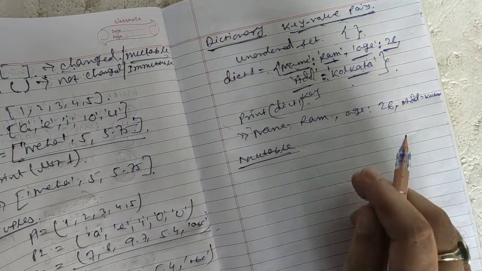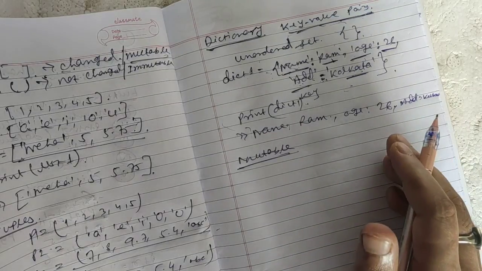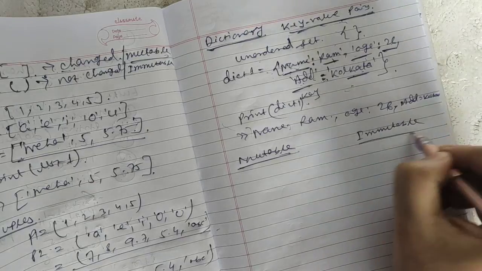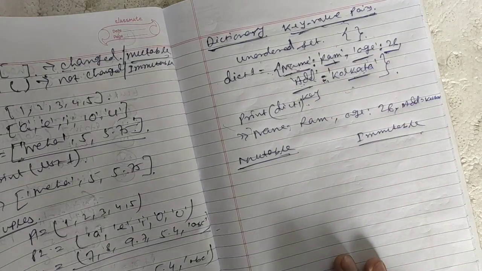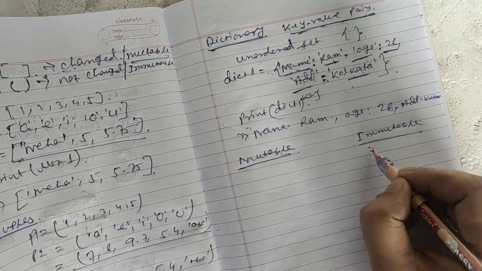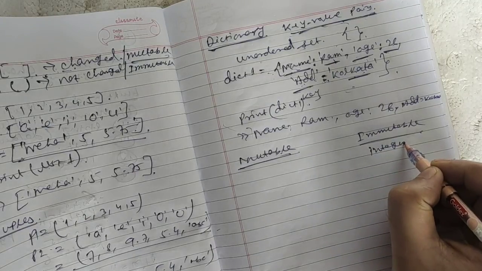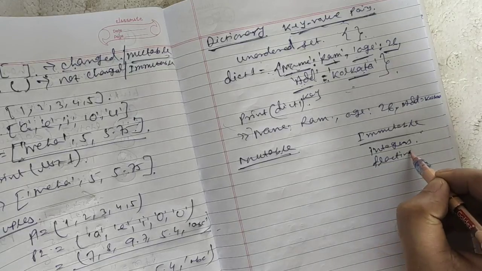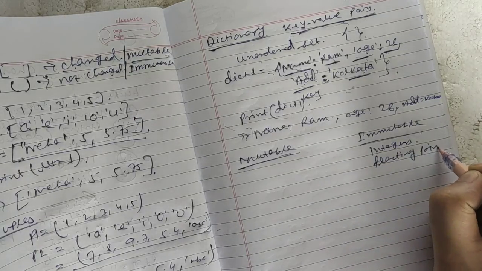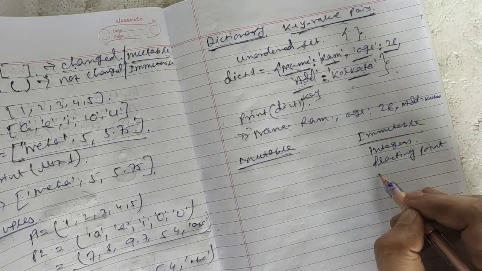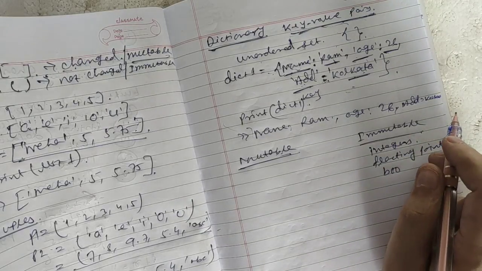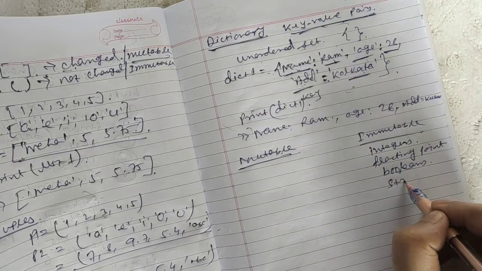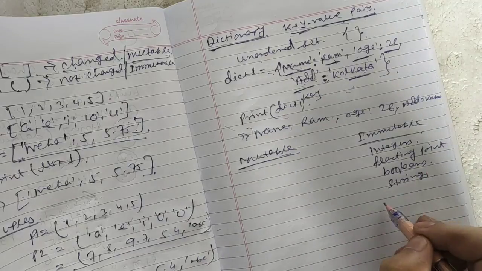Mutable means the data types whose values can be changed, and immutable means the values cannot be changed. Okay, so what is immutable? Integers, floating point numbers, booleans, strings, tuples.